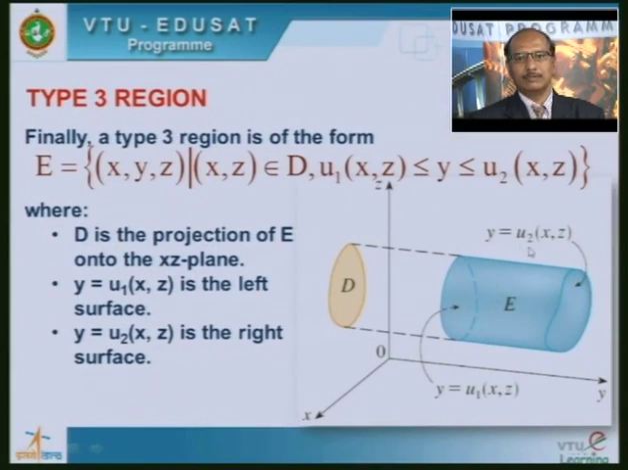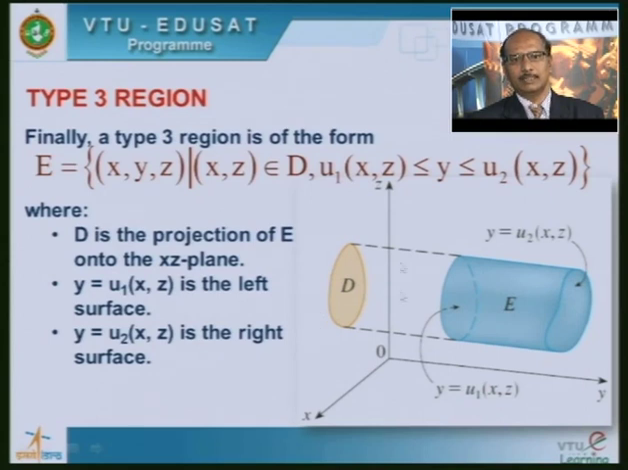y is equal to u1(x, z), y is equal to u2(x, z), meaning y limits are functions of x, z. You can see that along the y axis the solid is bounded. This is the lower surface for the solid, this is the upper surface. So, along the y direction, the solid is bounded by y equal to a function of x, z and y equal to another function of x, z. Then once y limits are functions of x, z, you take its projection on the xz plane.